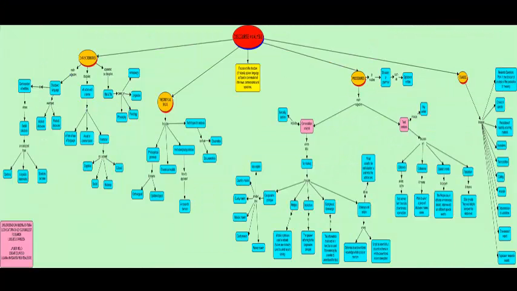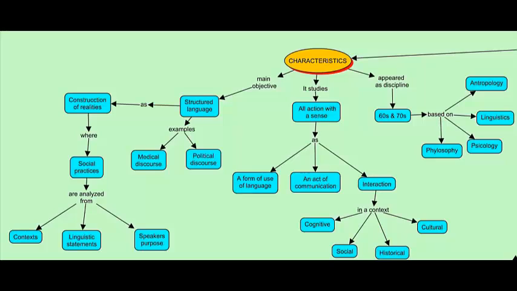Characteristics. The word discourse is the general idea that language is structured according to different patterns that people's utterances follow when they take part in different domains of social life. For example, medical discourse and political discourse. Discourse analysis is the analysis of these patterns.